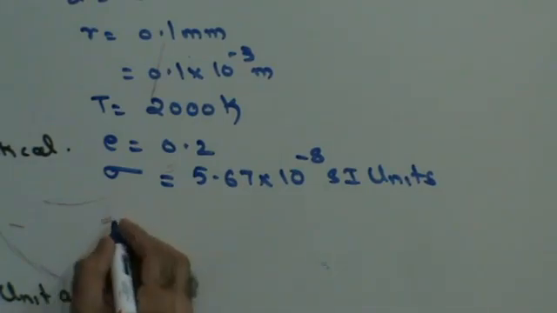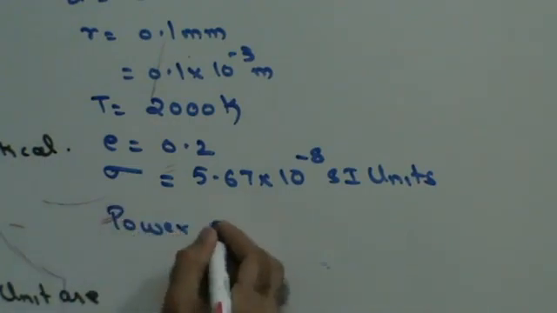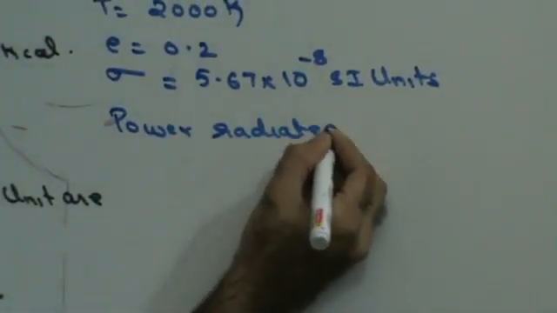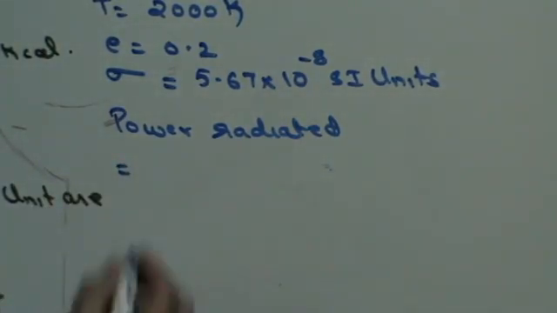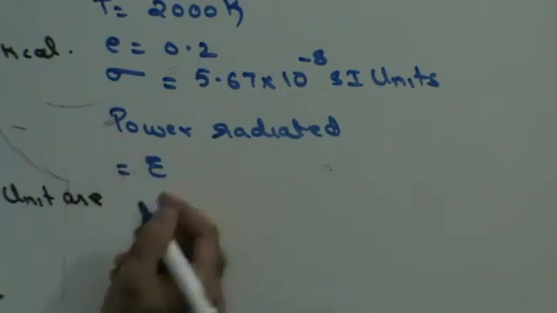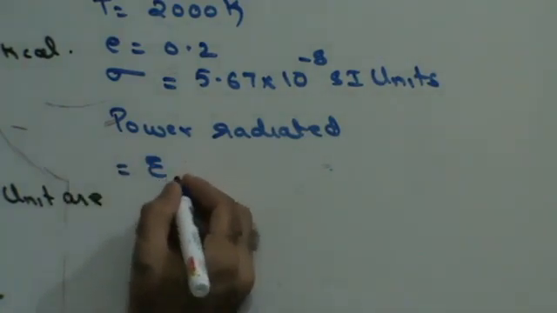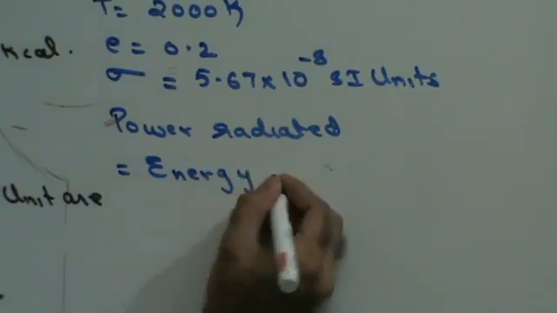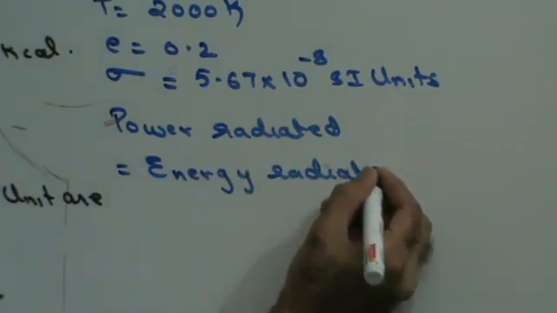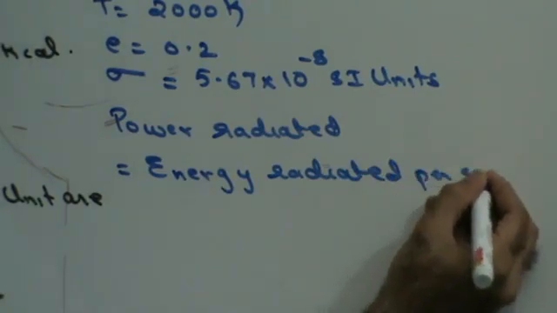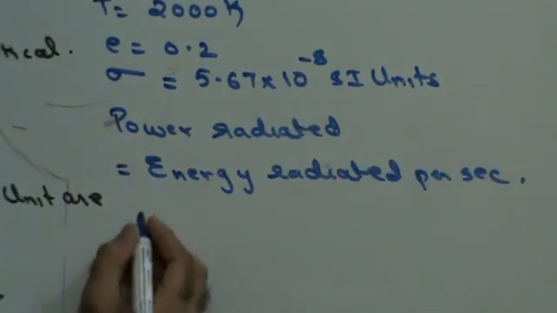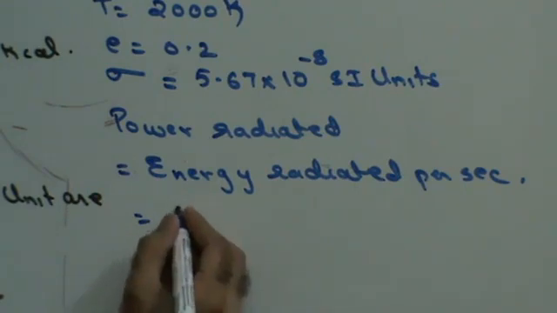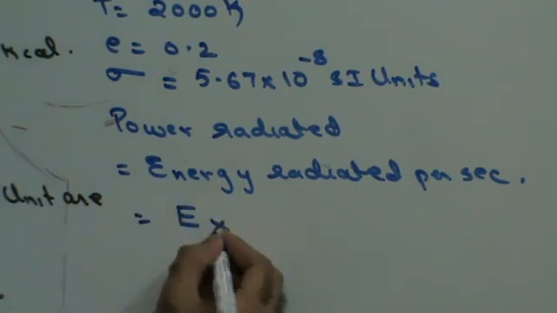They've asked you to find out the power it radiates. Power radiated is nothing but the energy radiated. Power is nothing but work upon time, and work is nothing but energy. So power radiated is nothing but energy radiated per second. Energy radiated per second is nothing but E, emissive power, into area.